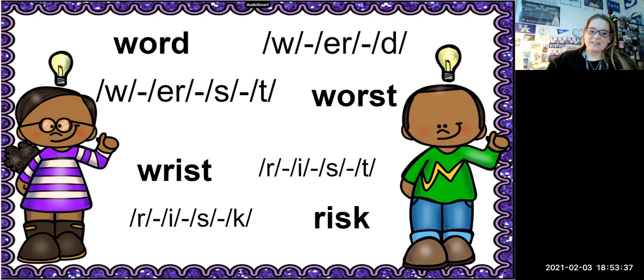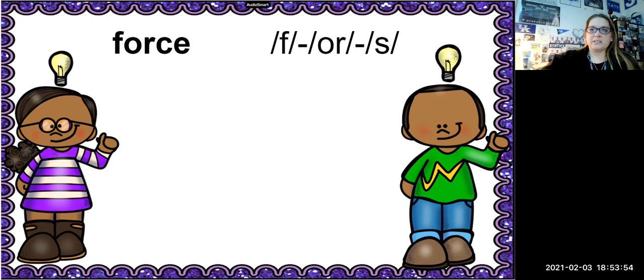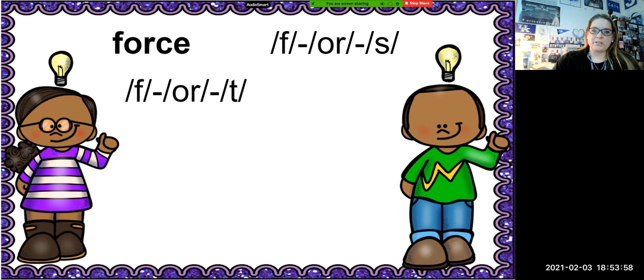Very good. The next word is force. Force. How many sounds do you hear in force? Three sounds. We're going to take this final sound and change it to t. What is the new word on the curve, guys? It is fort. Very good.